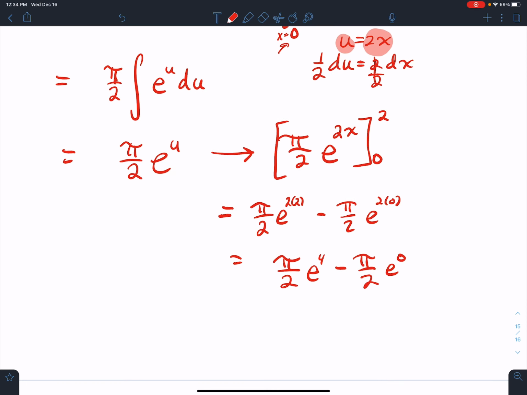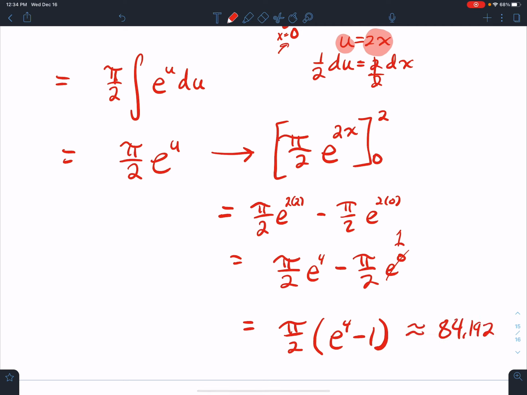So e to the 0, if you type that in the calculator, you're just going to get 1. So if you want to factor, you can factor a pi over 2 out of this, and it's e to the 4 minus 1 times pi over 2 is your answer. And then if you did a decimal approximation, 84.192.